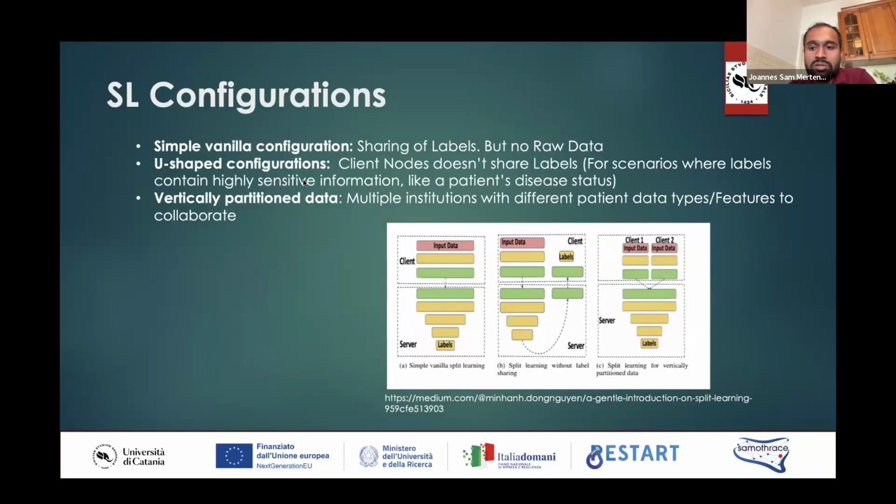multiple institutions. So, for example, you have the dermatology center that is in a hospital, and then you have a pathology center. Okay, so if all these multiple centers want to train a model, but they don't want to share the data between them, in this case you use a split learning technique like that.